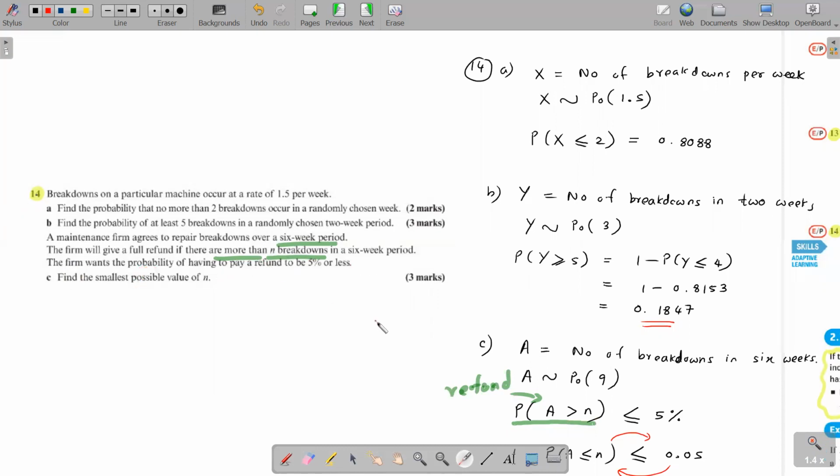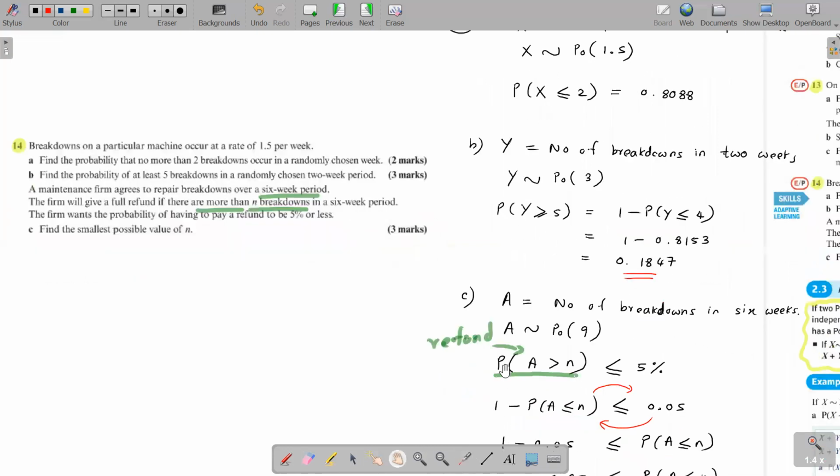The firm wants the probability of having to pay a refund. This is the probability of getting the refund, because if there are more than n breakdowns in the 6-week period, then you have to pay. They want this probability to be 5% or less, so less than or equal to 5%. That's it, guys.